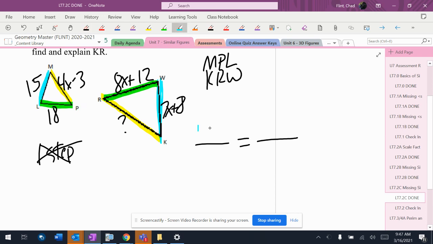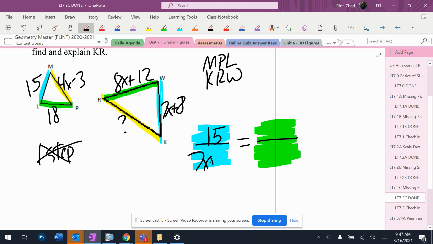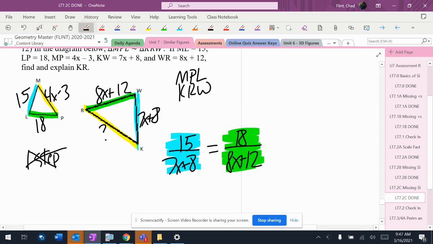So I'm going to set up a blue fraction and a green fraction because I have information about the blue sides and the green sides. So I have 15 over 7x plus 8. I have 18 over 8x plus 12. Now a lot of you would say, well, I'm not understanding why I'm doing this because I want that yellow side. Side similar triangle proportional.